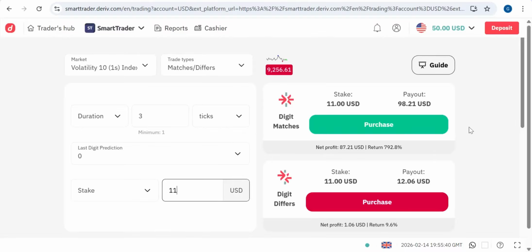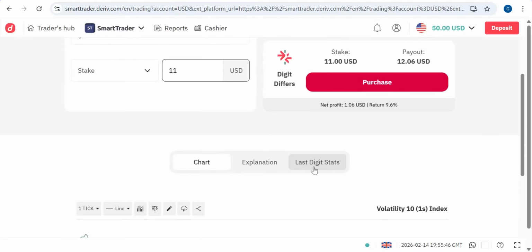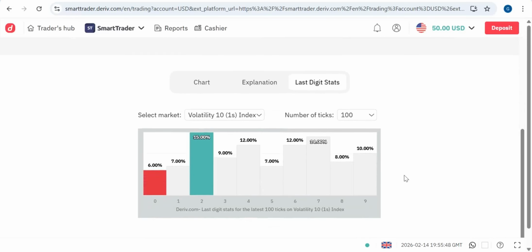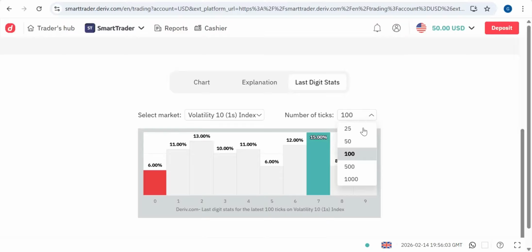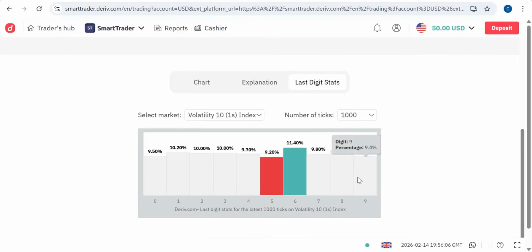So what you're going to do is this. You're going to avoid that by actually coming on last digit prediction. And when you come here, these are the predictions that 0 is coming 5% of the time from the last 100 ticks. But if you change here, you go to 1000, it can show you in terms of percentage which one is taking long to come, which simply means in the past 1000 ticks, 0 has come about 9 point something percent.